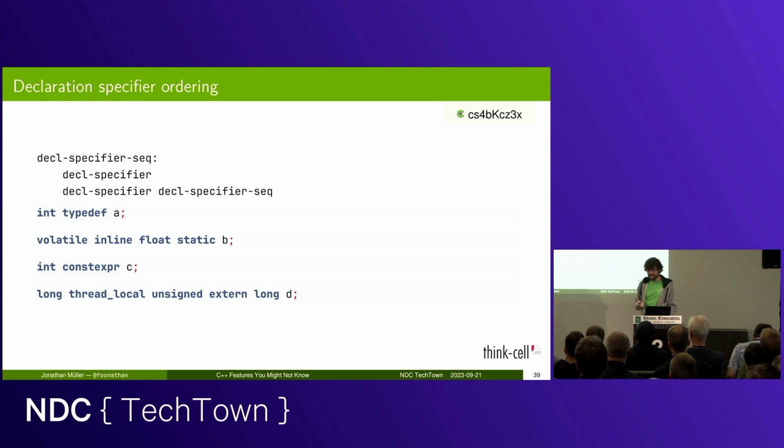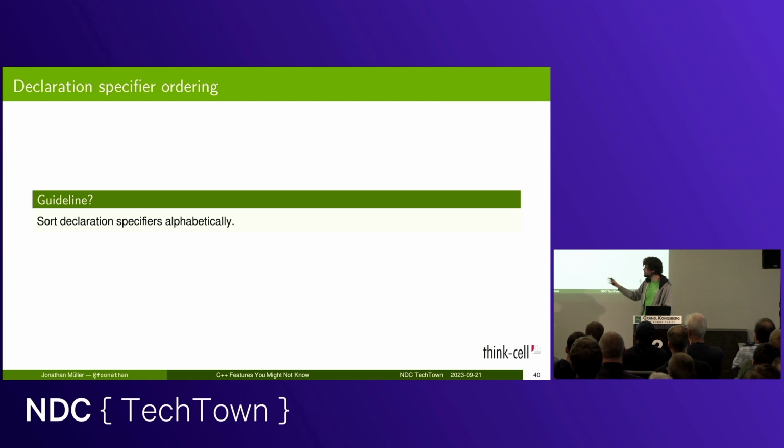So here's my advice for a company coding guideline. Sort all declaration specifiers alphabetically. That way you avoid the east const and west const because you write const int but auto const, right? Just sort them alphabetically, it's valid code.